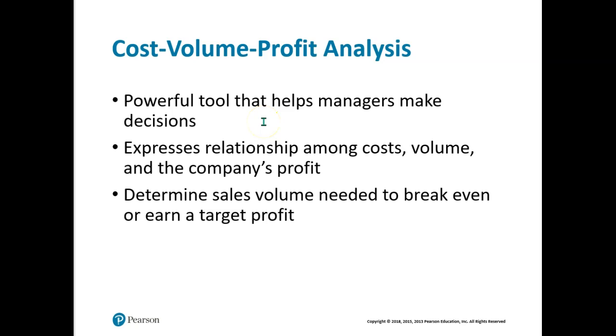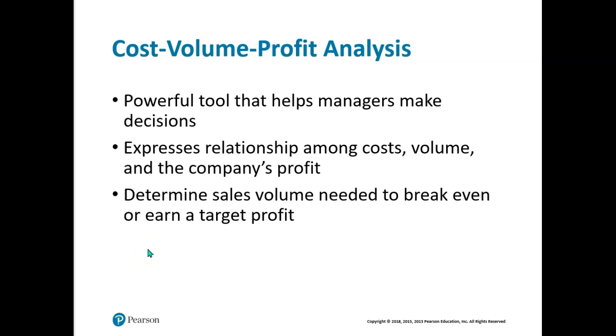Now, cost, volume, profit is really, to me, the best part of all the tools that you'll learn in 2071. It is really key to helping you make decisions because it expresses relationships among costs, volumes, and company's profit. It answers questions like, well, if I want to earn $10,000 this month, what do I have to sell? Okay, and what we do is we divide our costs up between what's fixed and what's variable. We assume some relationships, and then we can determine all kinds of things.